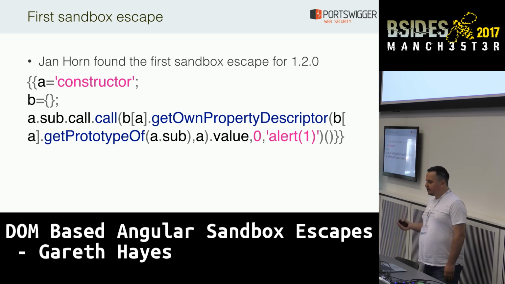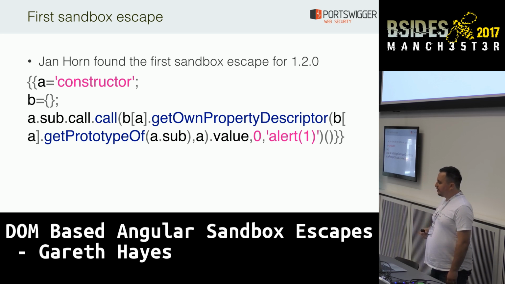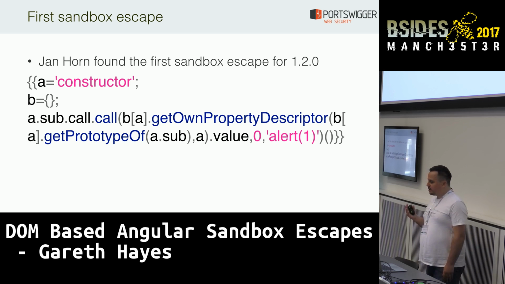But by using call.call, he gets the generic function call method. And the generic function call method allows you to choose the function that you want to call. So here he uses his object literal, which is defined in B. He then uses square brackets and then the string constructor in to get the object constructor. Once he's got the object constructor, he can then call getOwnPropertyDescriptor.